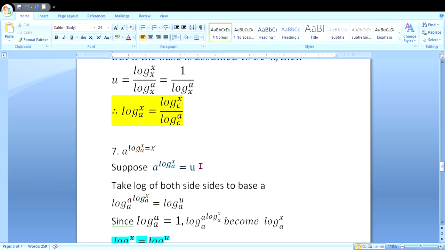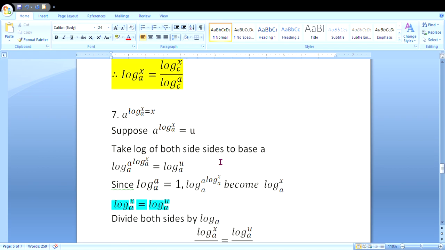Then the very last one here is if we have a power, an expression of this form, a raised to the power of log x to base a. We want to show clearly that the expression on the left hand side is the same thing as the right hand side. So we suppose that the whole of this expression is equal to u. Then for us to fulfill this purpose, we must consider the base of the logarithm and the power, since they are the same. So we take the logarithm of both sides to base a.